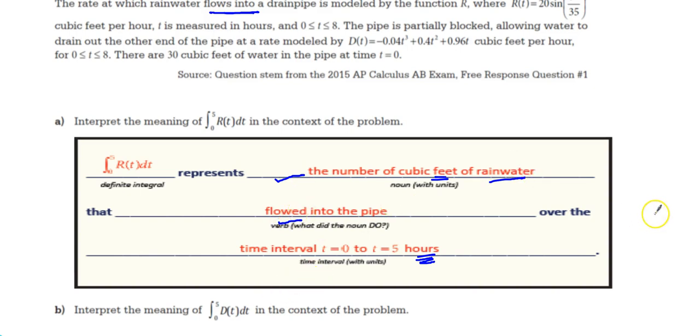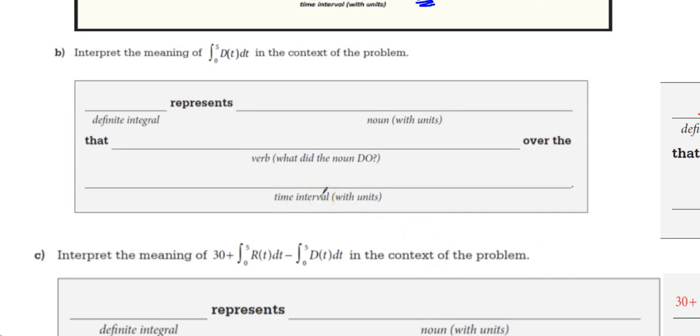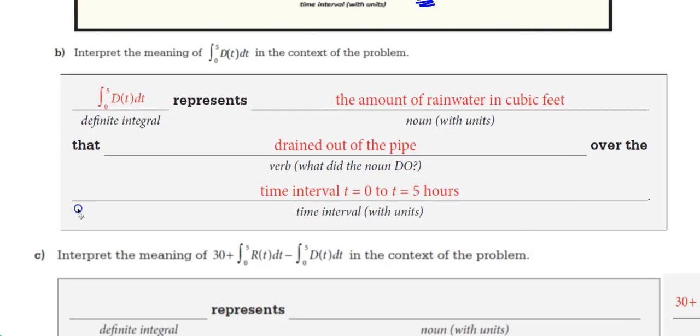So I want you to try the next one by yourself. Let's take a look at this one. How would you write the integral from 0 to 5 of D of T dt? D is the water flowing out. So I'm giving you another example ready here. The integral from 0 to 5 of D of T dt represents the amount of rainwater in cubic feet drained out. You can use any word similar to drain out. You can also say leaving the pipe or leaking the pipe. Any similar words are okay as long as you are showing that the water is leaving, getting out of the pipe. Again, the interval is 0 to 5 hours.